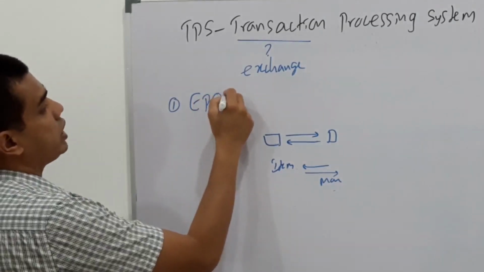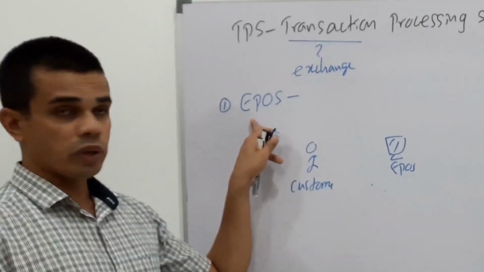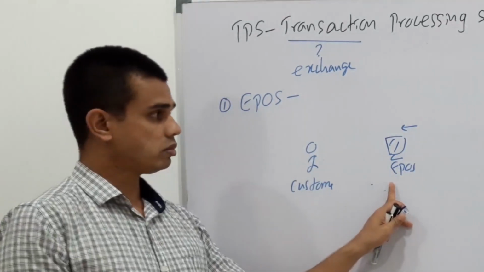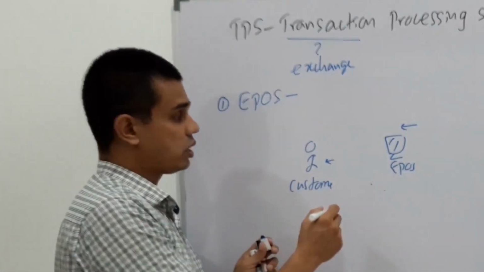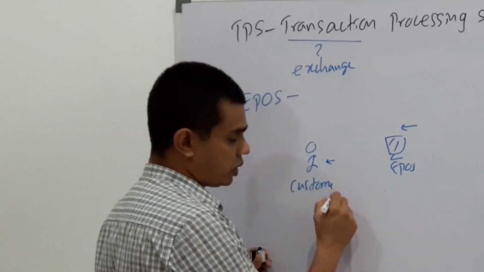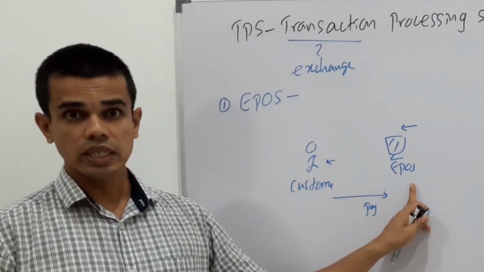One example here is electronic point of sale, EPOS. Is that facilitating transactions? Yes. Why? With EPOS, they offer items through the system, the items in the retail shop, and the customer will receive those items. On the other hand, the customer is paying money through the system.